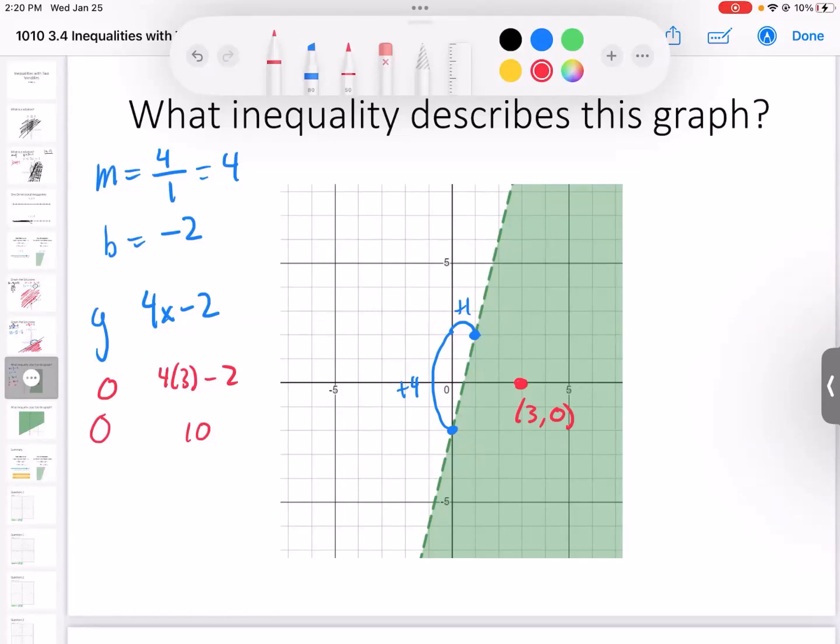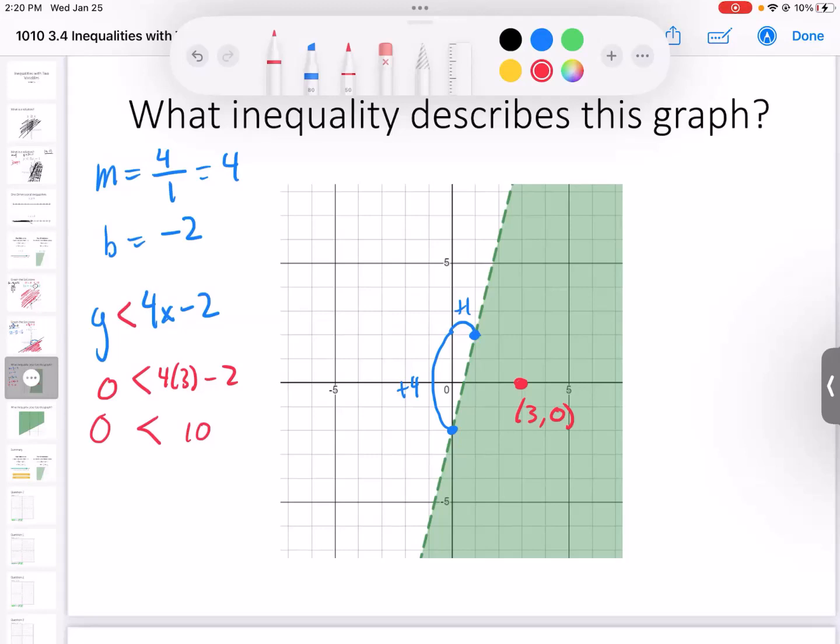Yep, good job. It's going to have to go this way in order to make 10 greater than 0. And so my inequality here needs to look like this. Does that make sense? How to find that?